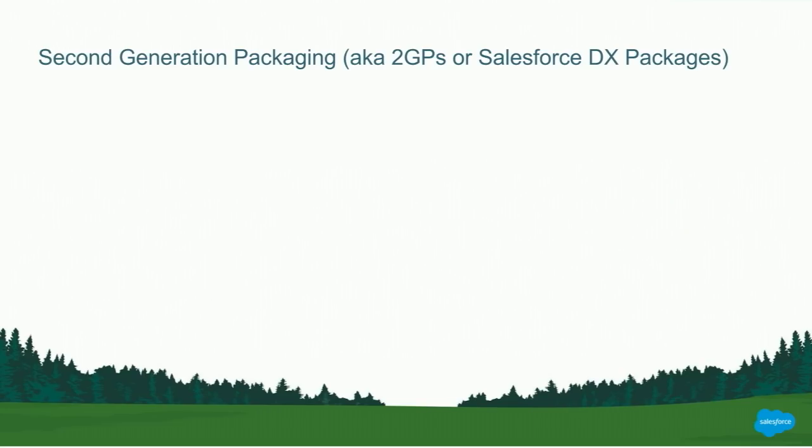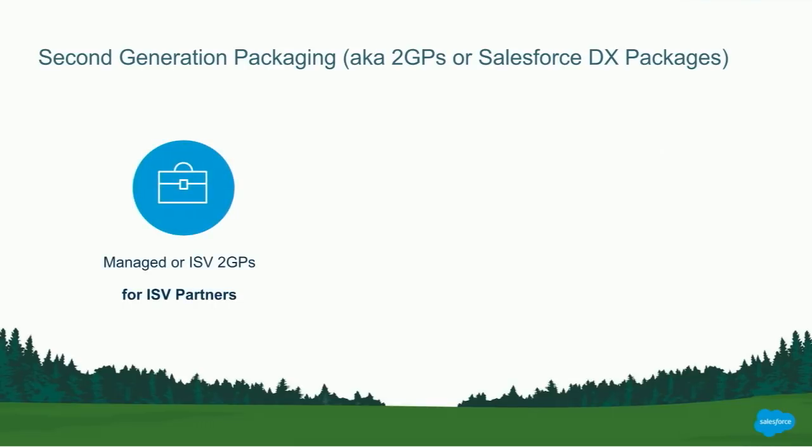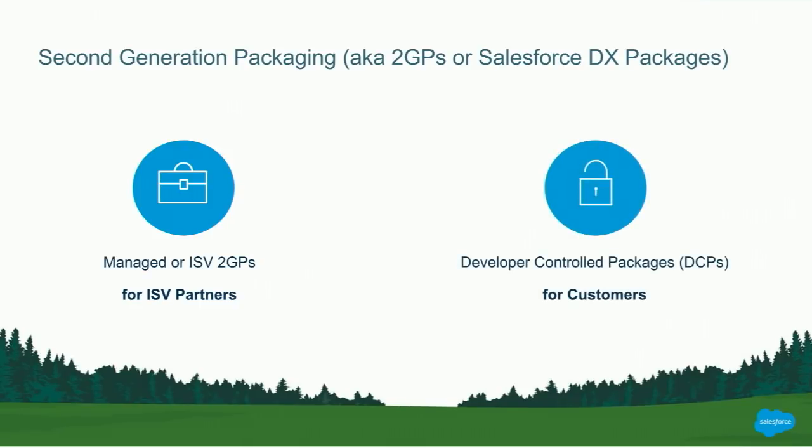So with that, taking a step further, you might be thinking, I've heard about packaging too, I've heard about second generation packages, I've heard about managed packages. What is a developer control package? Can you help me fit this in? If you look at Salesforce DX and the packaging technology that we're building as part of it, there are two broad flavors. The first one is what we call the managed or the ISV second generation packages, which is geared more towards Salesforce partners that want to build and list their apps on AppExchange. And there's a second flavor of packaging that's being built ground up, which we call the developer control packages, which is geared towards customers.